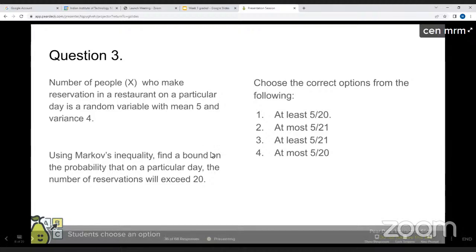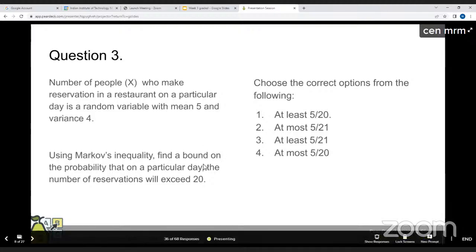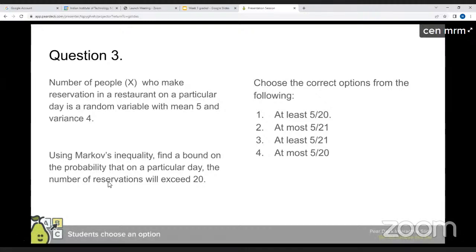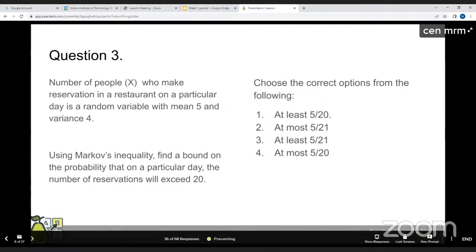But here it says find a bound on the probability that on a particular day, the number of reservations will exceed 20. The number of reservations is denoted by the random variable x. So basically we want to find the probability that x is greater than 20. The bound given on this will be less than or equal to expectation of x by c. So in this case, it becomes at most 5 by 21. So option D, right? Let's look at the solution.